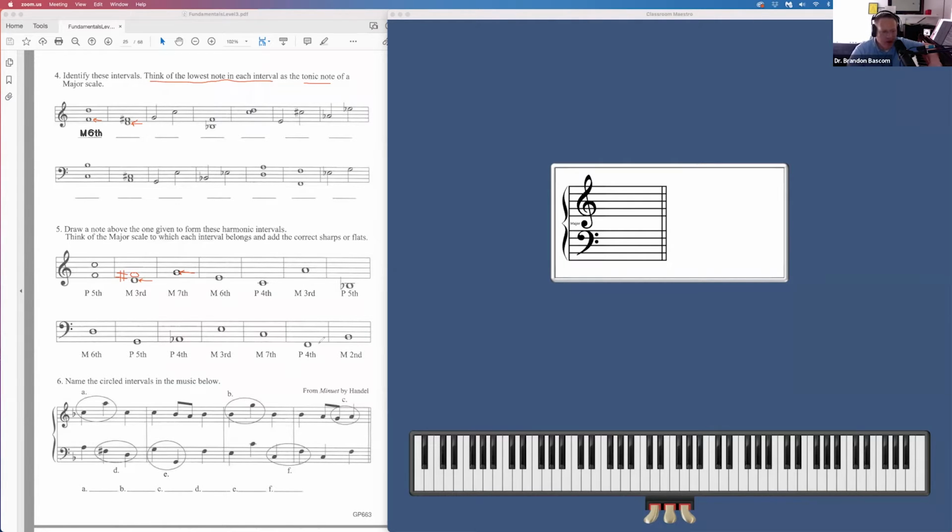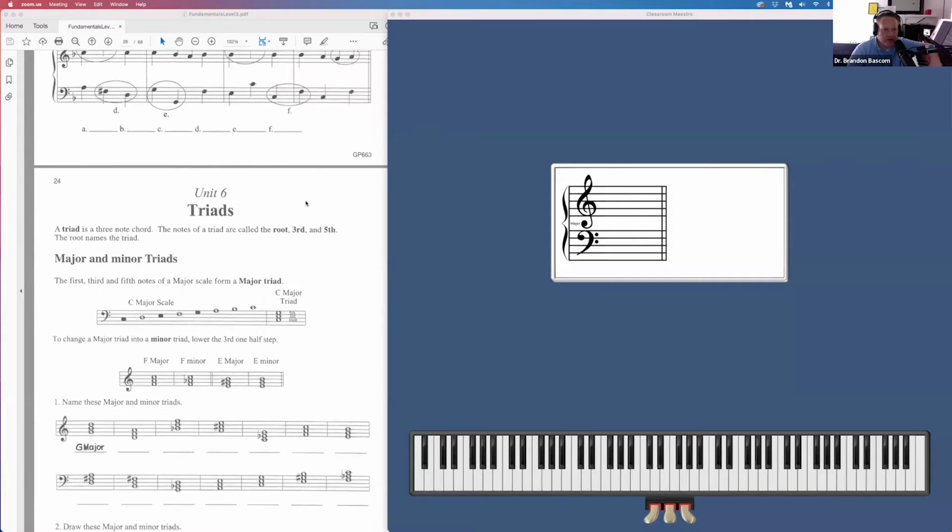And then on part 6, we're identifying intervals in a piece of music. A, D, E, F, B, C. And that ought to do it for Unit 5.